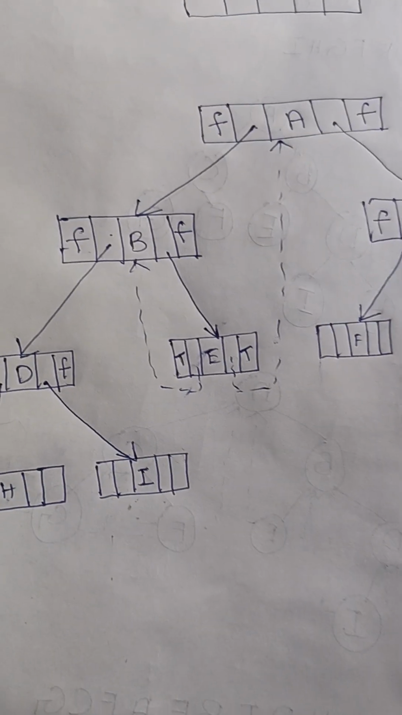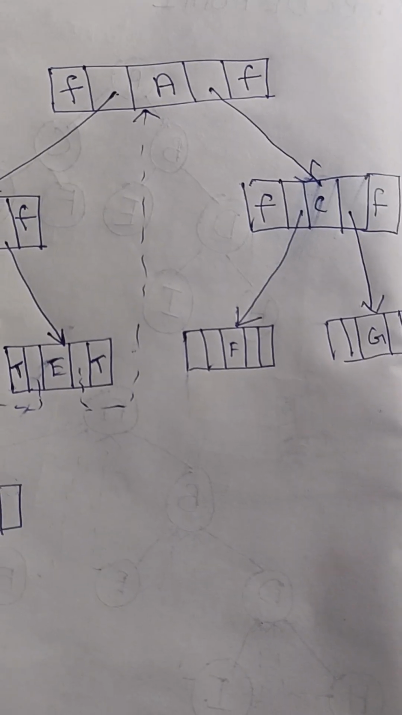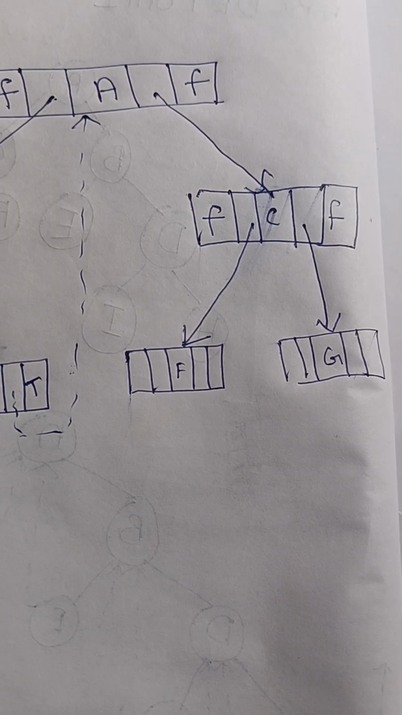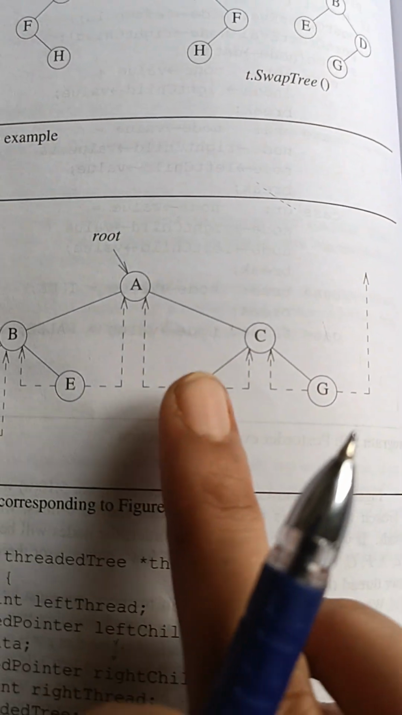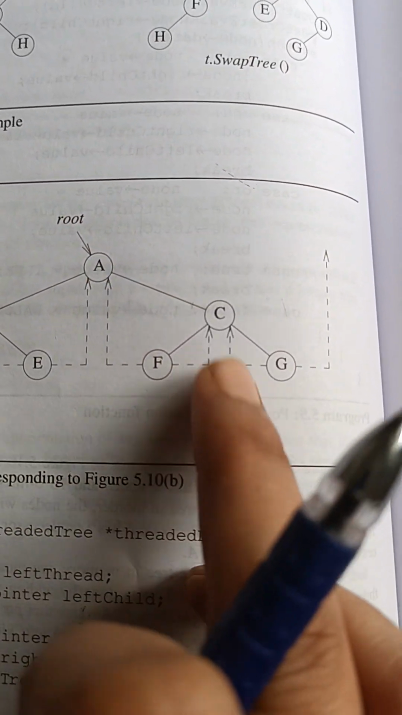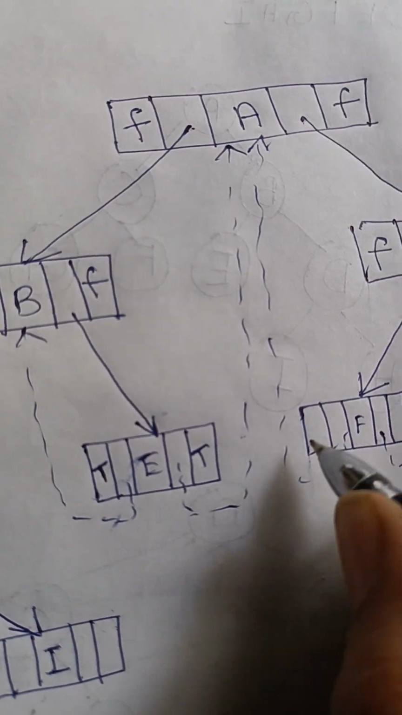Now we will move to F. For F, is there a thread? Yes, we have threads to A and to C. So what do we have? We have a thread from F to A. A is its predecessor, and to C. C is F's successor. Okay, as we have both the left and right thread, we will mark it as true.